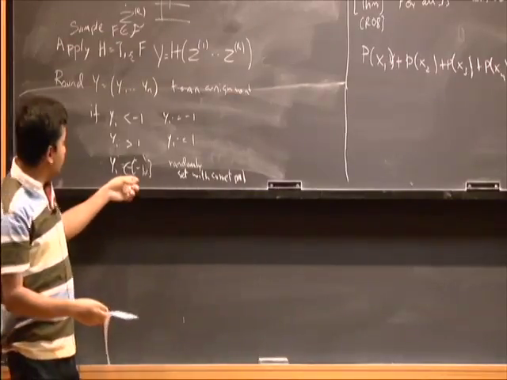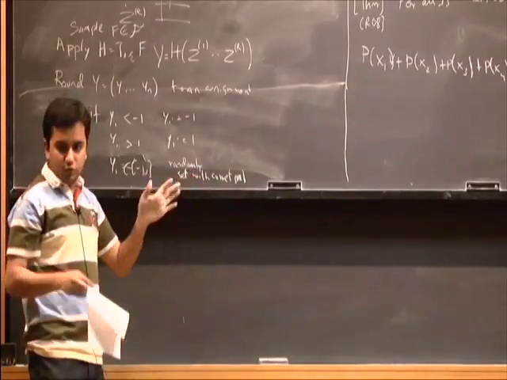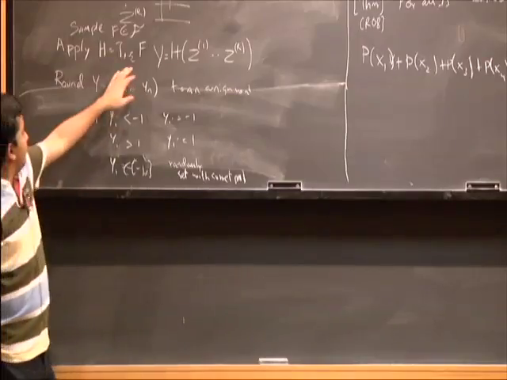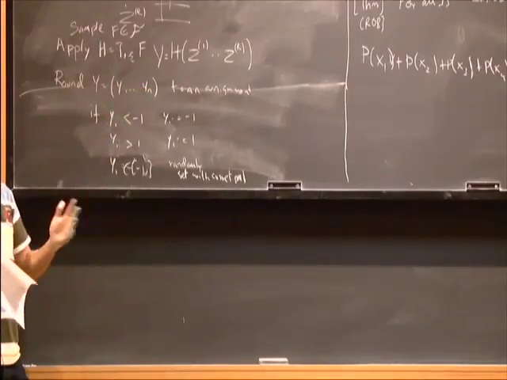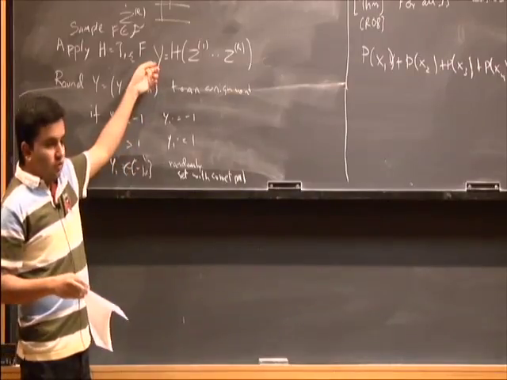This is the last step. When y_i is in between minus 1 and 1, you just randomly set it to 1 or minus 1. So what does it mean to apply that? f is a function which outputs real values. It could be between minus 1 and 1, right?